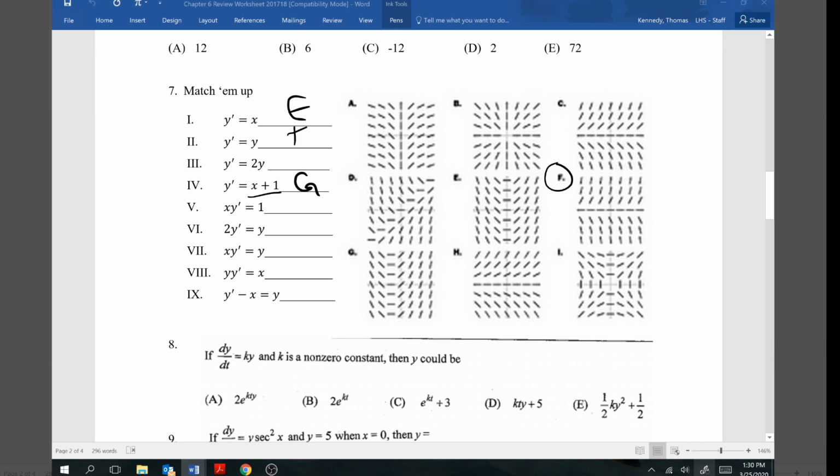Wait, y prime equals 2y. Oh, crud. Did I mess this up? Yeah. This one's F, this one's C, because both of those just get bigger as their y values change and have zero slopes when y is 0. And so we have y over 2 here, which looks exactly like these, but is less steep down here. And that's that guy.